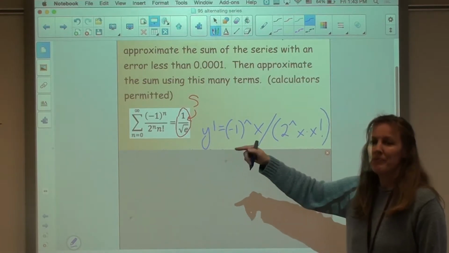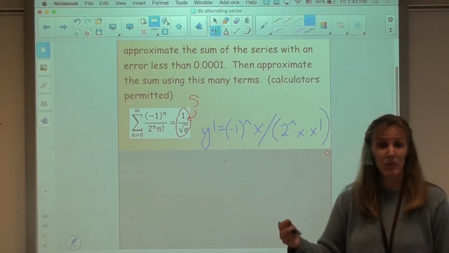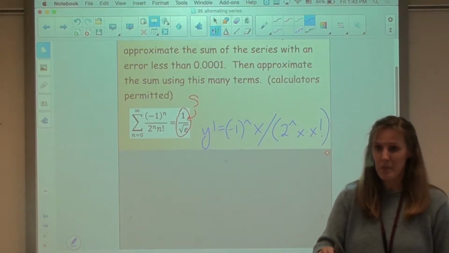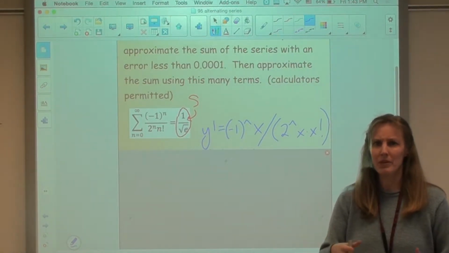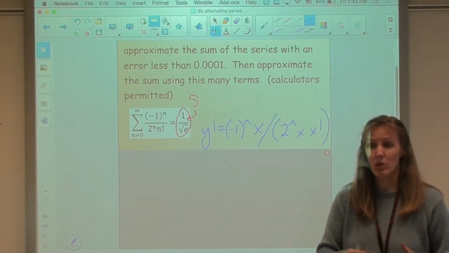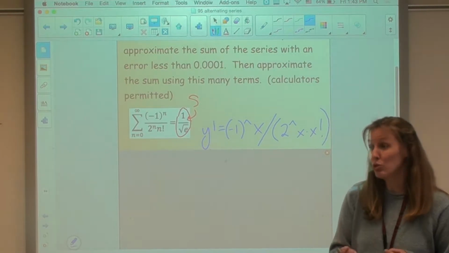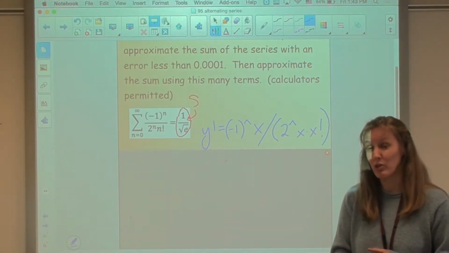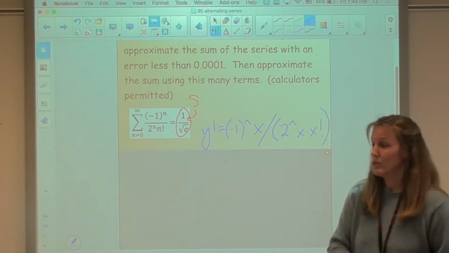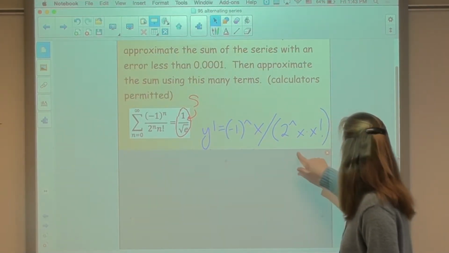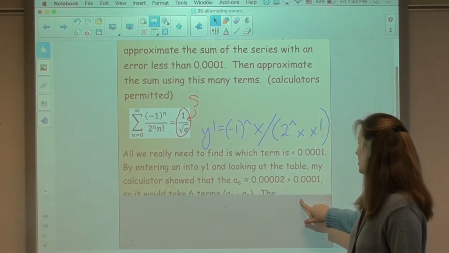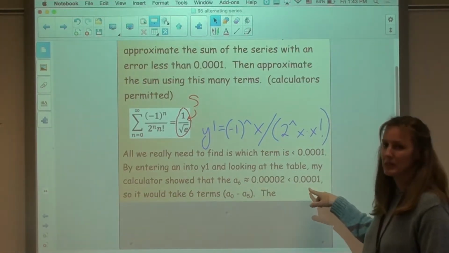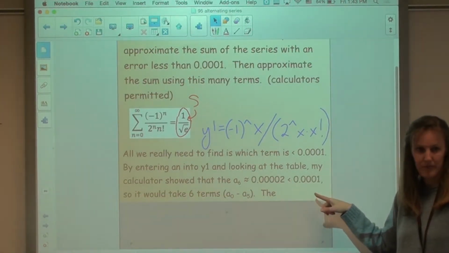So, it's deceiving. If you looked at the actual fifth term, it was 2 point something times 10 to the negative 4th. So it was 0.0002. Is that less than 0.0001? No, it's bigger. You've got to go to the next term. So it's actually the 6th term that becomes less than 0.0001.